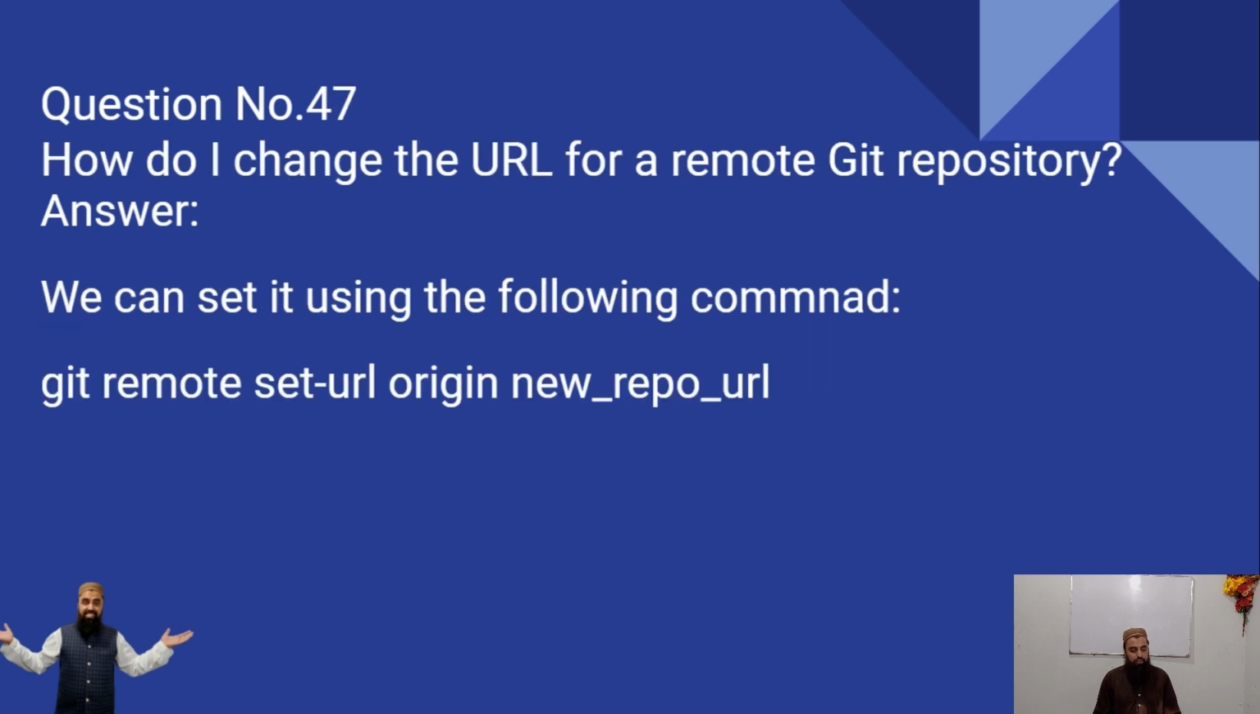Question number 47. How do I change the URL of a remote Git repository? And the command is git remote set-url origin, and here we can paste the new repository URL. So that's how we can change our Git repository's remote URL. So git remote set-url is the command, okay?